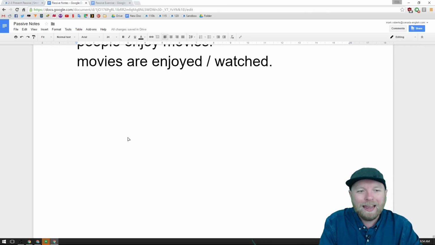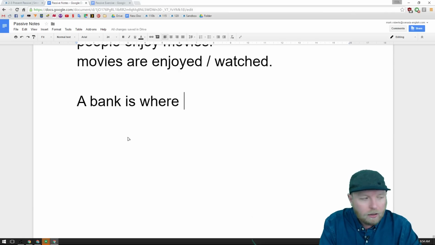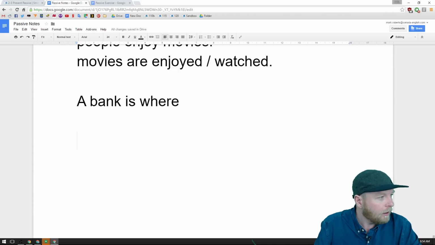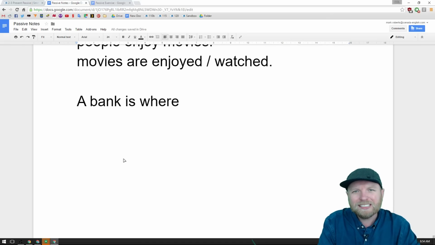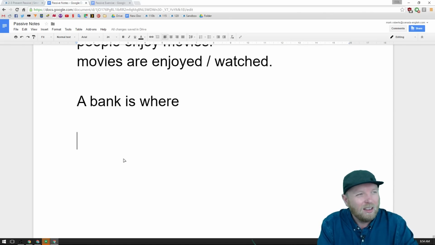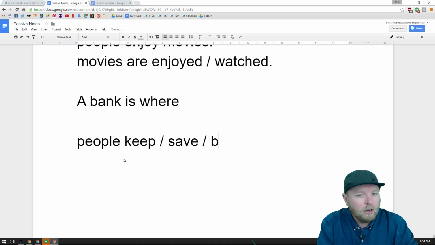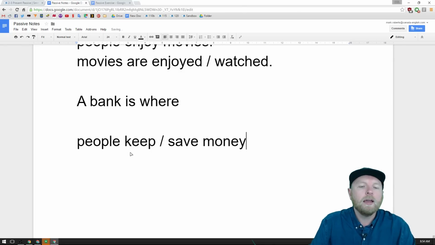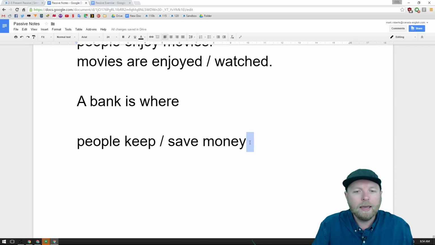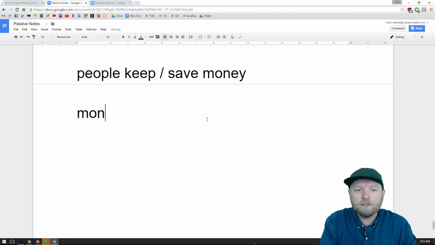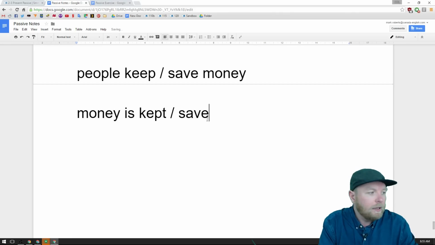A bank. A bank is where, right? What's the receiver of the verb? Well, let's think about the doer. People keep, or save money. A bank is where people keep or save money. What is the doer? People. What is the receiver? Money. If we want to start a sentence with the receiver, we use passive. Money is kept, or money is saved.